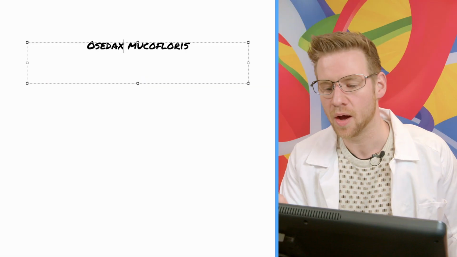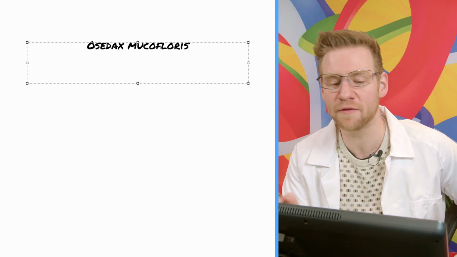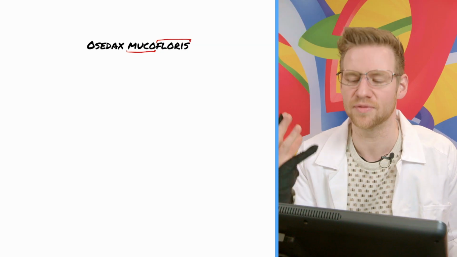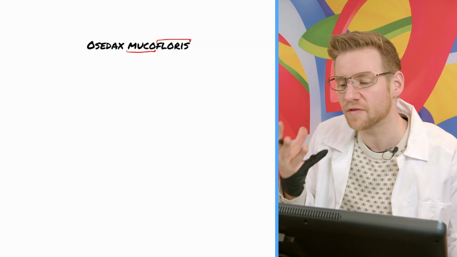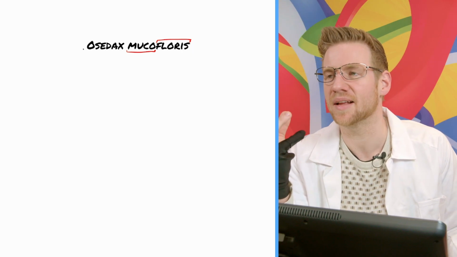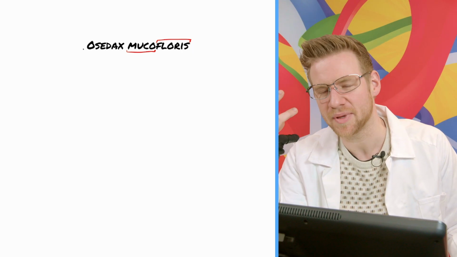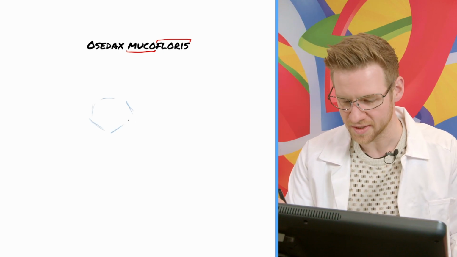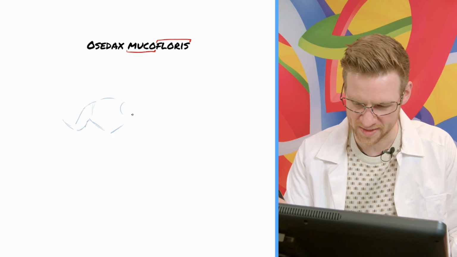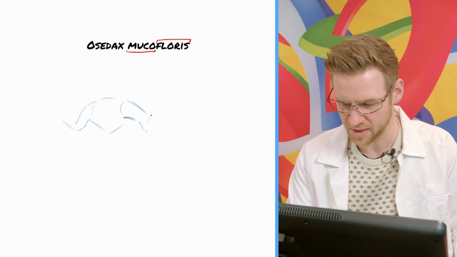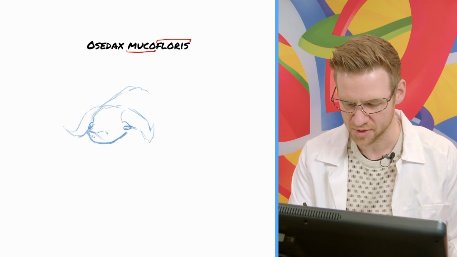All right, our lucky last today is the Osedax mucoflorus. Muco and florus, I mean, come on, that's really easy. Muco is like mucus, florus is like flowers. With a name like Osedax, it's like an ox, like something robust. Why don't we go sort of oxen inspired? We haven't seen enough horns in these animals. Let's go a nice big horn creature. Let's go like a big wide cow-like snoot.